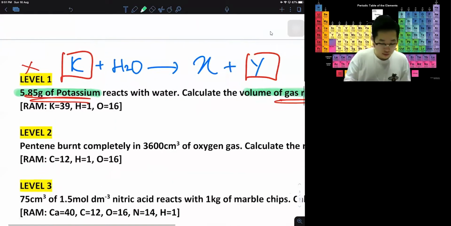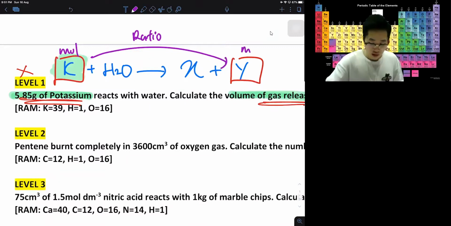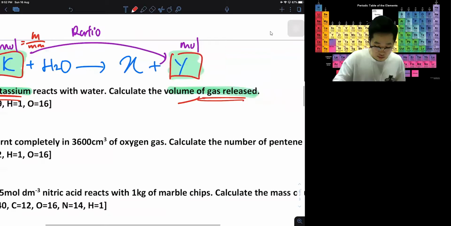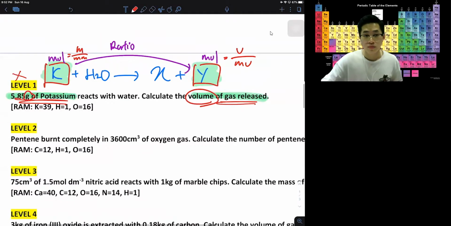So what do you do? Mole, the first step, mole. Then you want to jump to another side using ratio. Mole, ratio, mole again. So it depends on the question. If they say gram, then that means you are going to use mole equals mass over molar mass. If they want volume, that means it will be mole equals volume over molar volume. You get it? This is level 1.